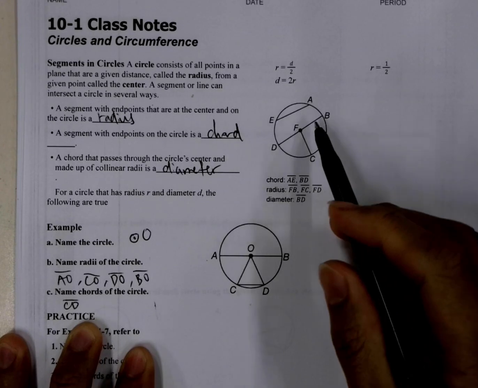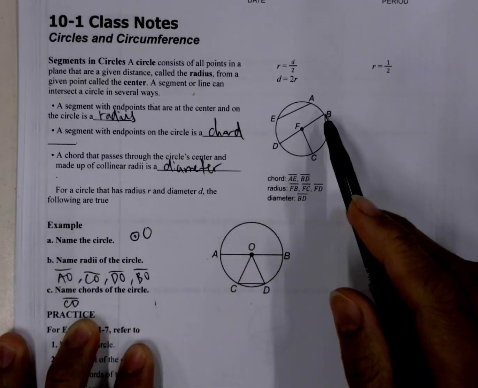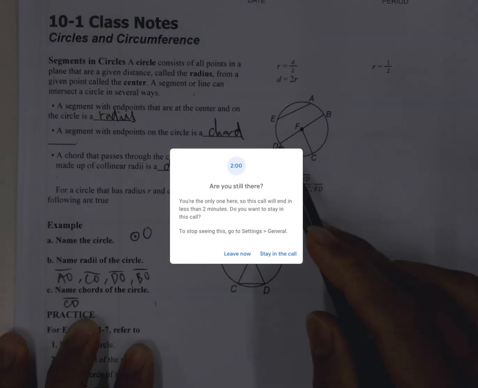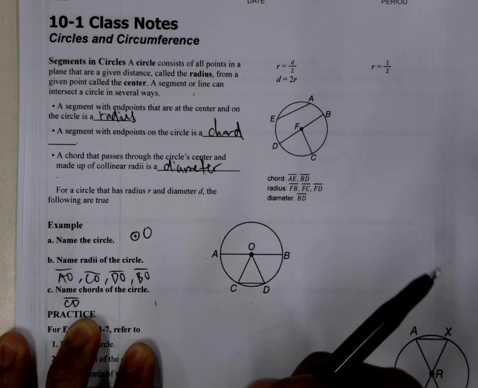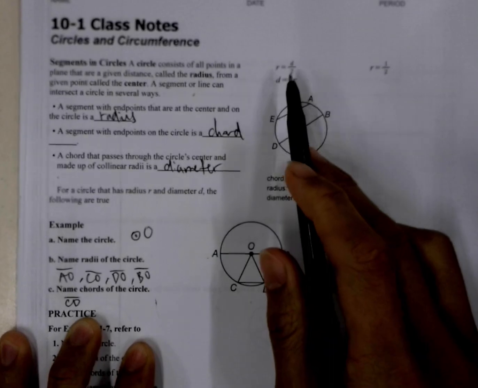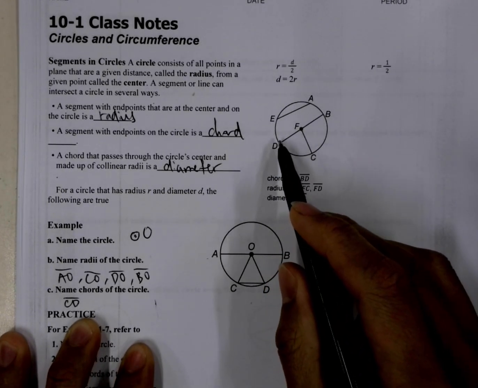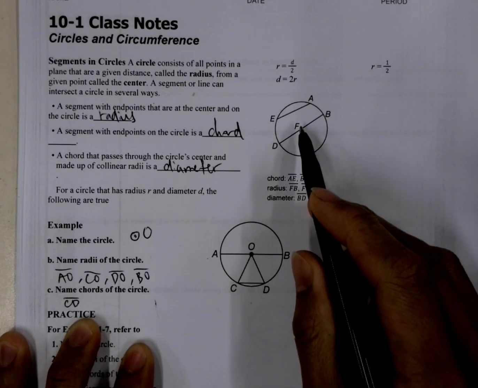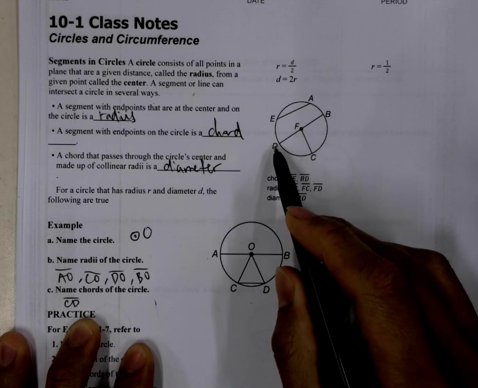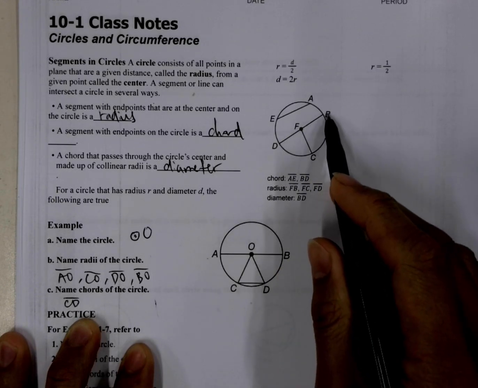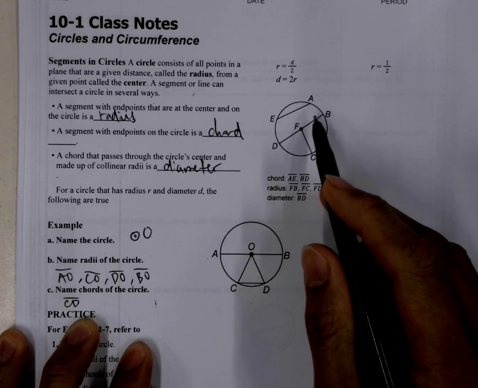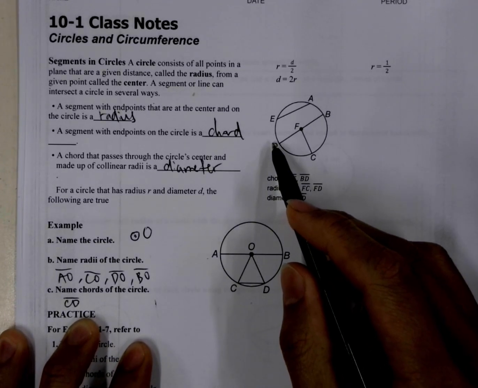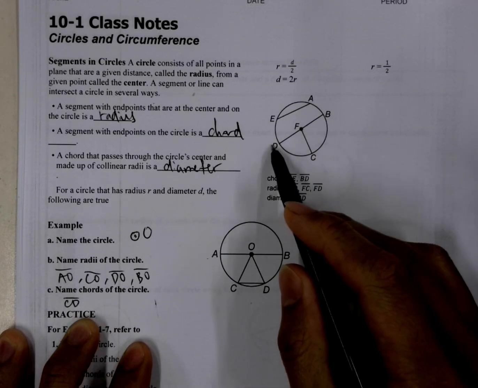And then just a couple things to note: the radius would be FD, and FD is the diameter, which is DB, divided by 2. And alternatively, the diameter, the length of DB, is the radius times 2.